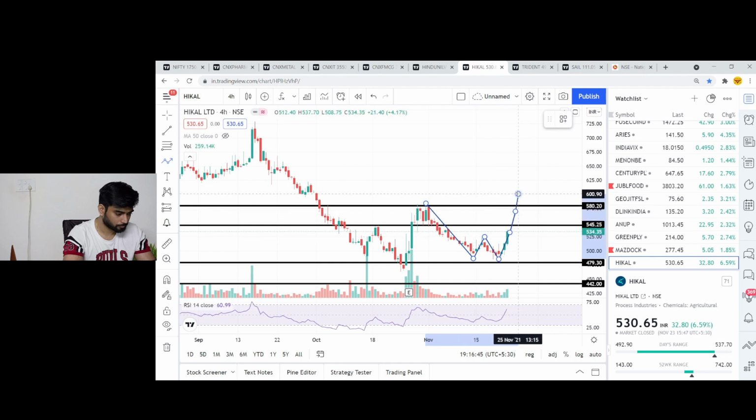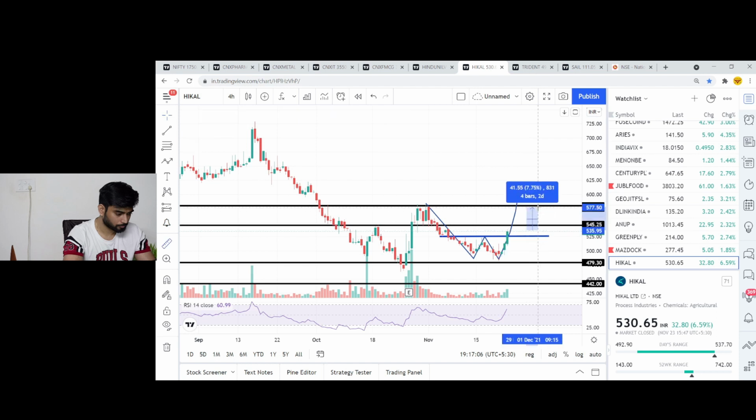The neckline is out here in the double bottom. This is considered to be the neckline. So that neckline has broken today, and that too with a strong candle. I think if we see Hikal getting support from the overall market, we can expect it to reach around 580, which is again looking like a good short-term target.